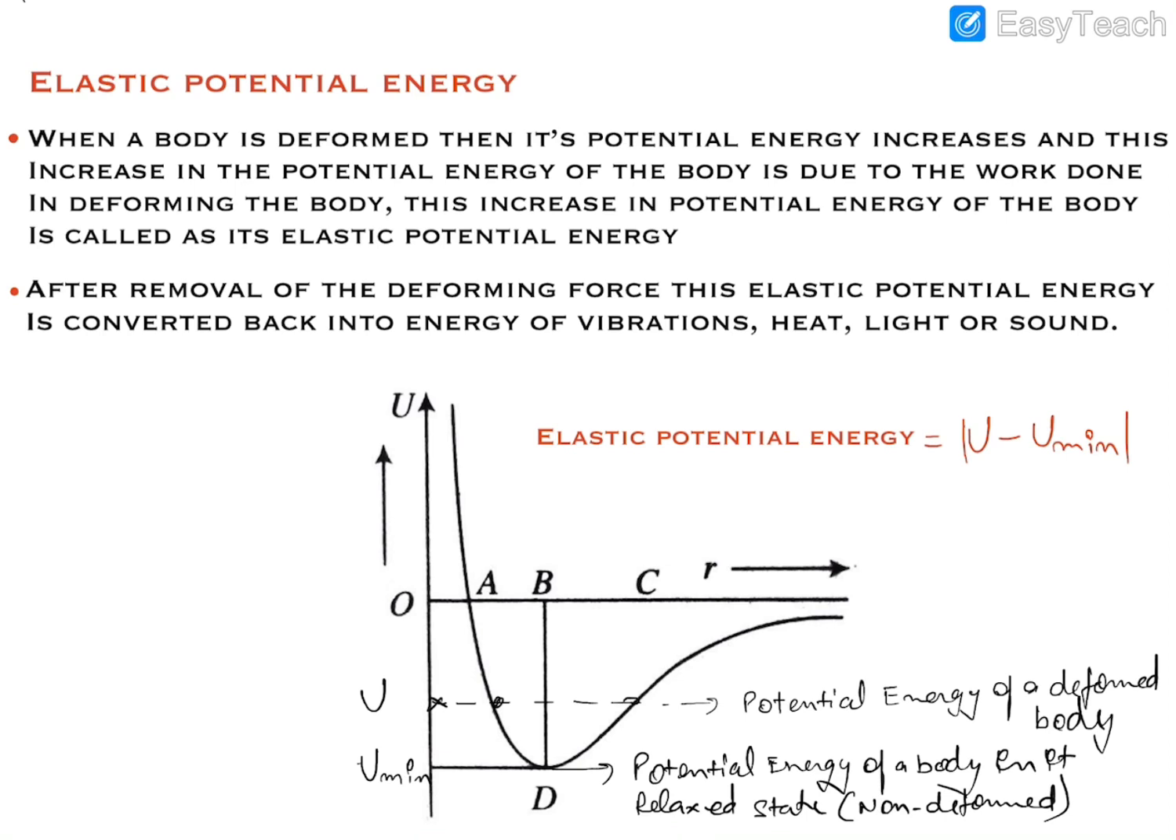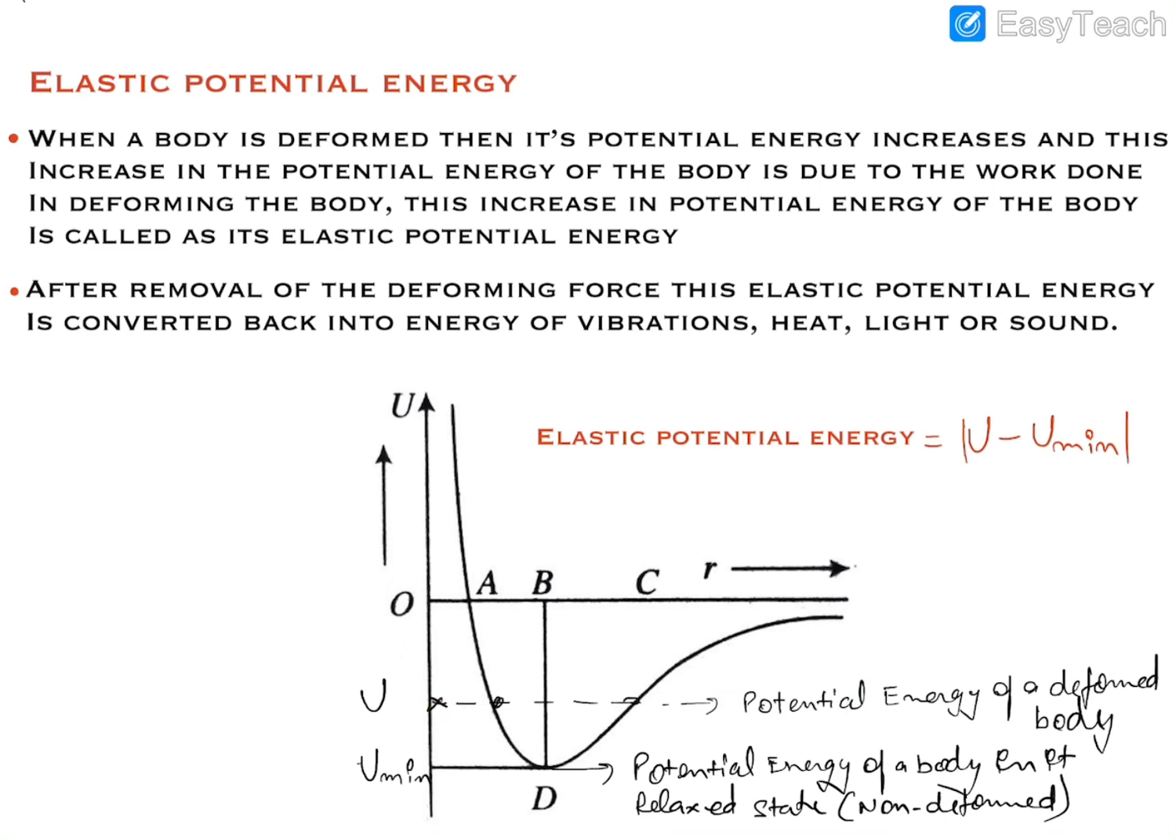But when we deform that body, let's suppose we have compressed it, so the minimum distance between the two atoms decreases, and the maximum distance also increases. So we can say that on deformation, the potential energy increases. You can see that this potential energy is going up, and let's suppose we have deformed the body till this point, so the final potential energy at this point is U. This is the potential energy of the deformation of the body.